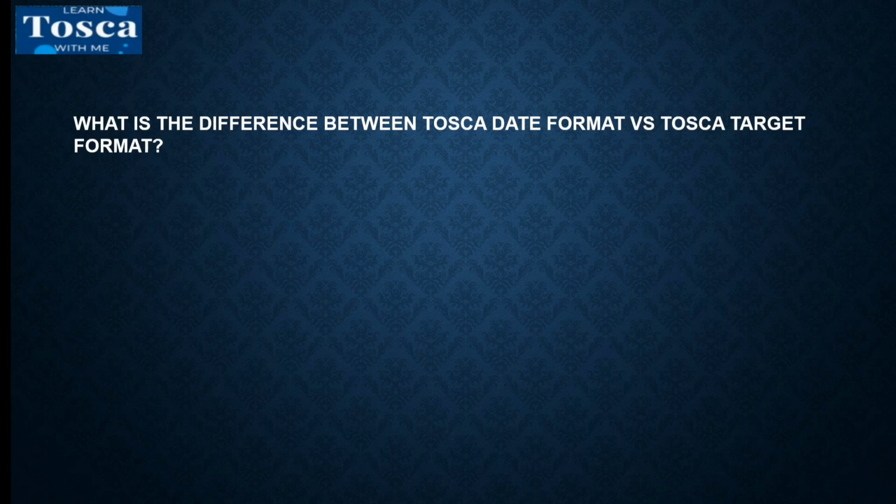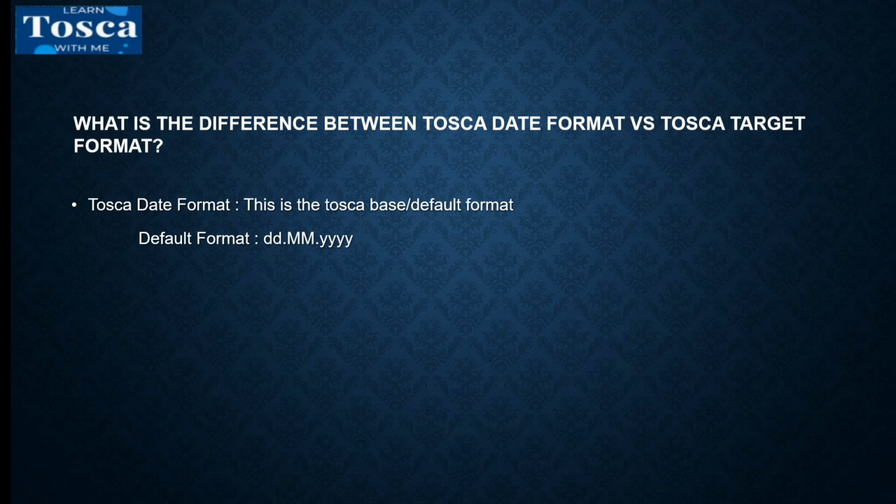and Tosca target format? If you would have noticed, when we use a date in our Tosca, it will take some default format. So we will see what is Tosca date format and what is Tosca target format. Tosca date format is the base or default format which Tosca uses in this format dd.mm.yy, where d stands for date and capital M stands for month and small y stands for year.